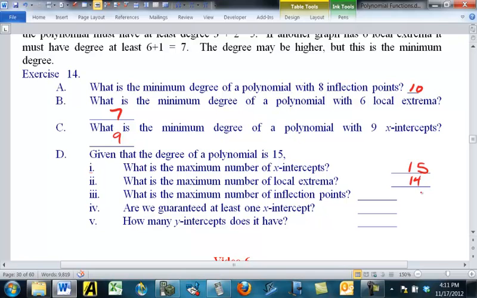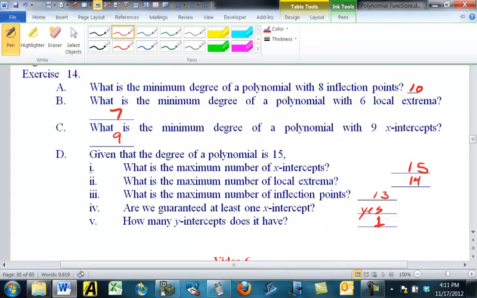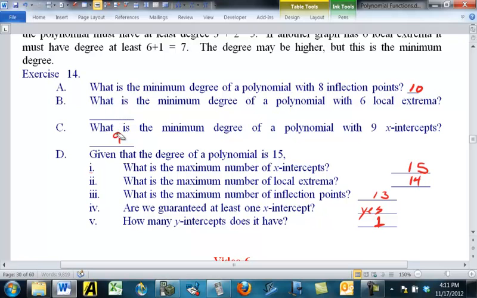And the maximum number of inflection points? Well, one less than that, 13. Are we guaranteed at least 1 x-intercept? Yes, because it's an odd power. If it had been an even power, no, not necessarily. How many y-intercepts does it have? All polynomials have exactly 1 y-intercept. All functions have either 1 or 0 y-intercepts, but remember the domain of polynomials is all reals, so in fact it always has 1 y-intercept.